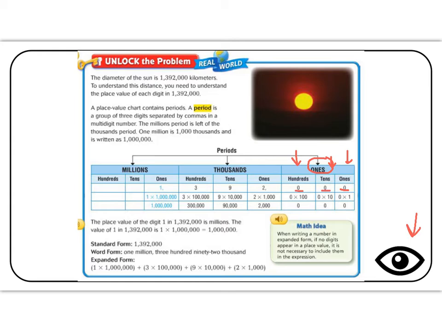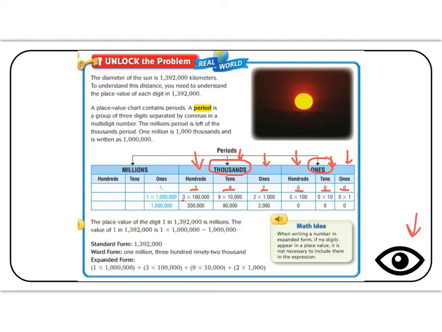Let's keep moving to the left. Then we have the thousands period. You'll notice that once again we have a ones place, a tens place, and a hundreds place. But if we look at our number, we have 392,000. So there's a 3 in the hundred thousands place, a 9 in the 10,000s place, and a 2 in the 1,000s place. Below that, you can also see that we have written these numbers out in expanded form.